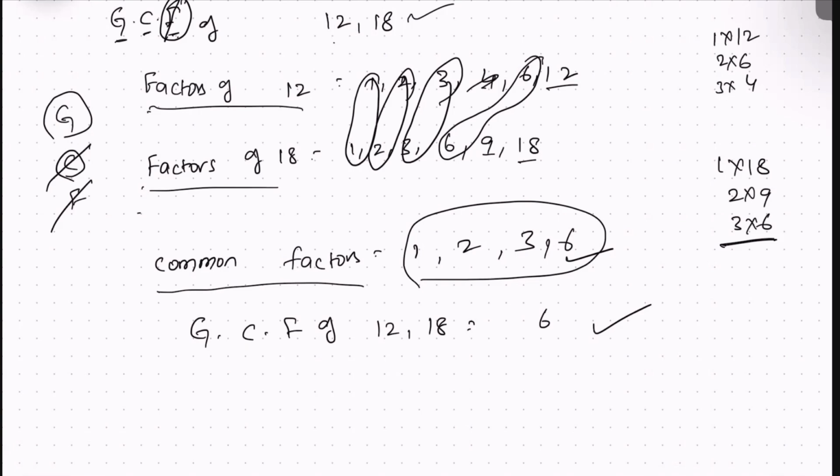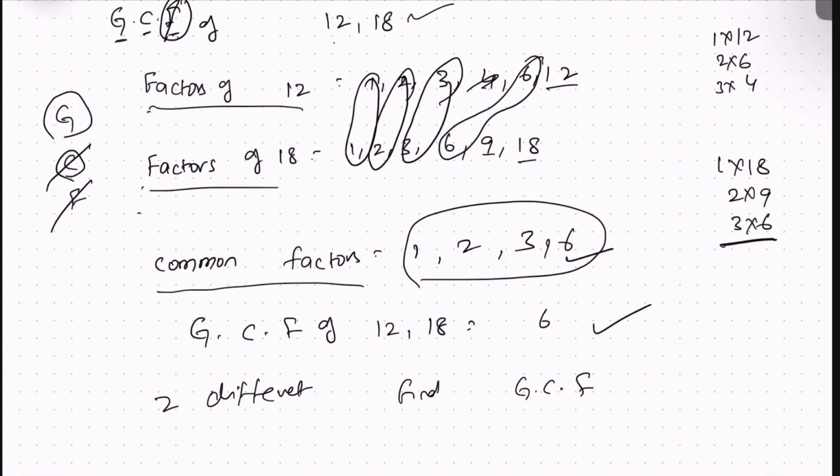If there is a problem to find the GCF for more than four numbers, and the numbers are like 4-digit and 5-digit, then if you start listing the factors and then finding the common factors, that would again be a tedious method. That's the reason mathematicians have evolved two different methods. There are two different methods to find the GCF of any given numbers.